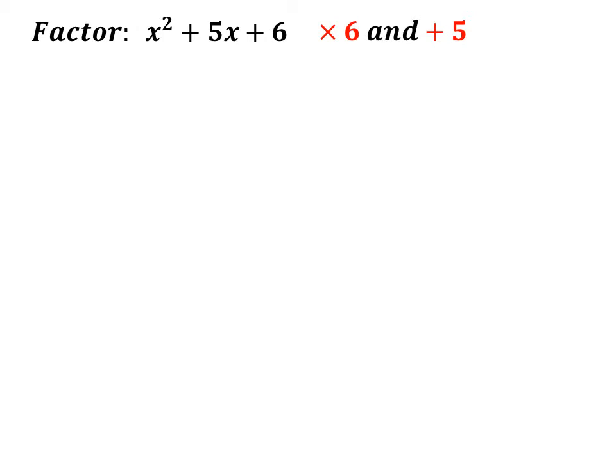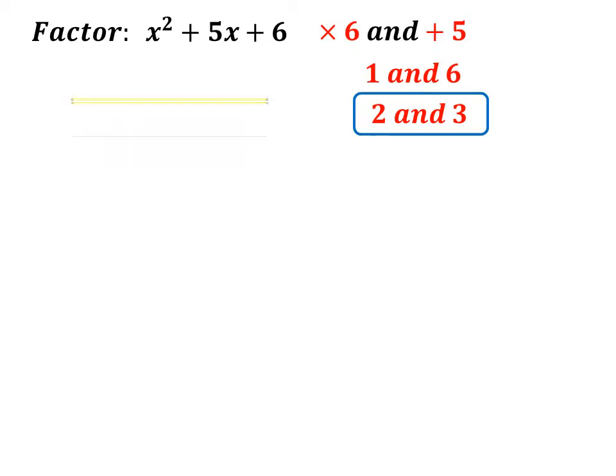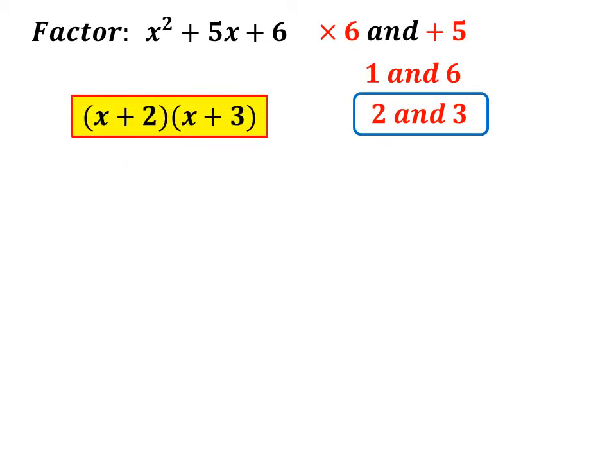And you might be good enough that you can just look at this and tell, or you can just go through a process. We can start trying 1 times 6 is 6, but 1 plus 6 is 7. Let's try the next one. 2 times 3 is 6. 2 plus 3 is 5. So we're going to use positive 2 and positive 3. So x squared plus 5x plus 6 factored is x plus 2 times x plus 3.